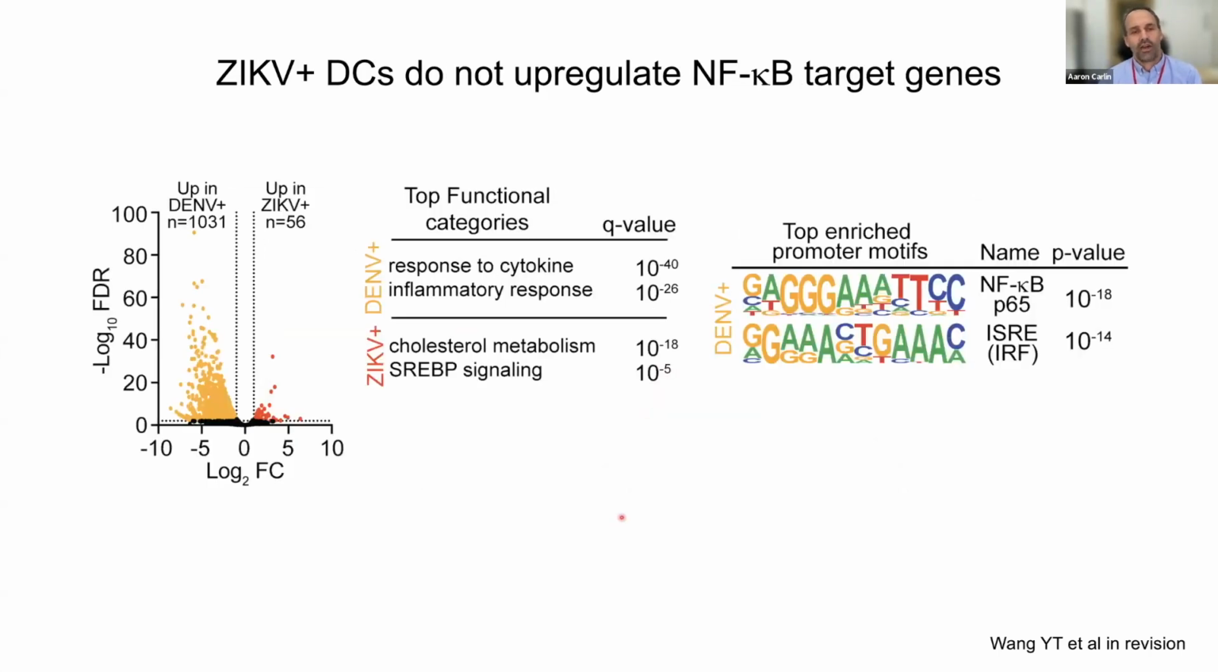To try to understand why this was occurring, we compared dengue virus and Zika virus infected DCs and looked at the gene expression programs. And as you saw before, dengue virus strongly upregulated cytokine inflammatory responses, whereas Zika virus predominantly upregulated lipid biosynthesis. And if you looked in the promoters of a lot of these upregulated genes, these 1,031 genes, there was a strong enrichment for NF-kappa B P65 motifs, which suggested that a lack of P65 activation may be important for the loss of this response in Zika.